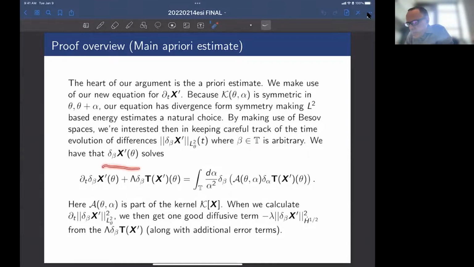And we have that delta beta x prime solves an equation like this. The time derivative of delta beta of x prime plus lambda of delta beta of t of x prime is equal to d alpha over alpha squared times delta beta of a of theta alpha of delta alpha of t of x prime. I haven't told you what a is, but calligraphic A is part of the kernel K. We calculate the time derivative of delta beta of x prime, and we get one good diffusive term of the form minus lambda delta beta x prime H dot 1/2, coming from the lambda delta beta t of x prime term and using the ellipticity condition, and we get additional error terms.